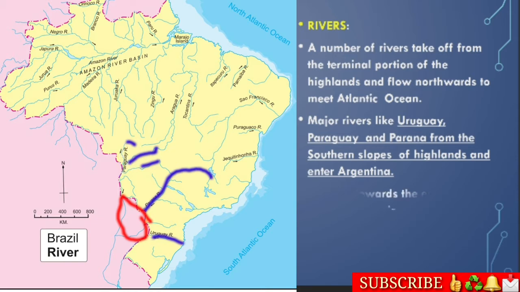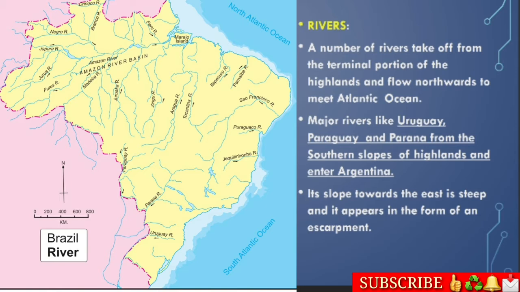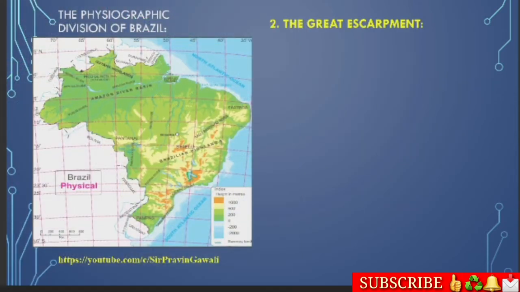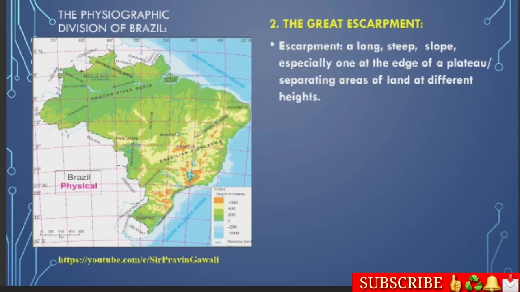Okay? Yes. Now, its slope towards the east is steep and it appears in the form of an escarpment. Student, here the slope means the slope of highlands. The slope of highland is towards the east and it is steep. Let me tell you the meaning of escarpment. Okay? Now, student, we shall study the second major physical division of Brazil, that is the Great Escarpment.